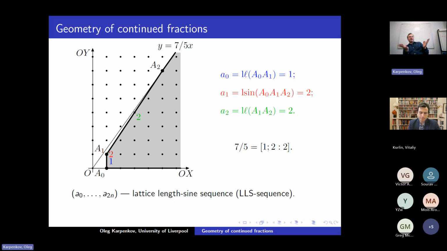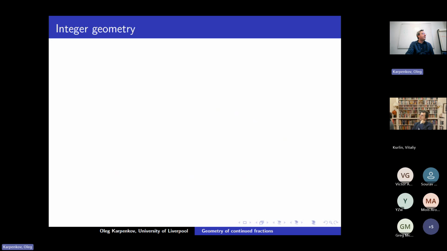I have forgotten to say here that your continued fraction starts with the A0 and ends with the A2n. So this is only for odd continued fractions. The theory is one to one to odd sequences, so skip all even ones. So it's A0 to A2n.